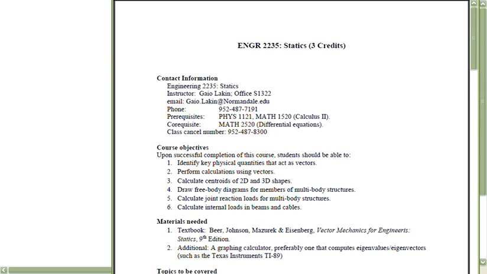The class is statics. It's 3 credits. There's no lab or anything, which means that aside from exams, you're welcome to treat this totally as an online class. If you feel comfortable just watching the videos, you can do that as often as you want. If you want to turn in problem sets via the Dropbox in D2L, that's all right with me.